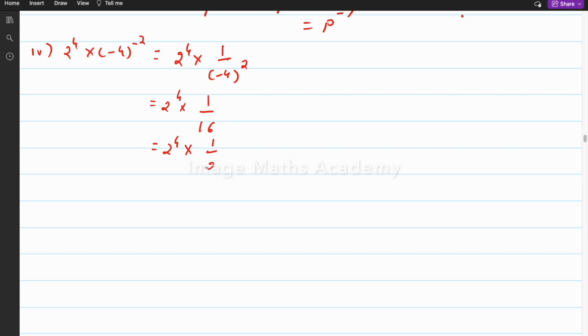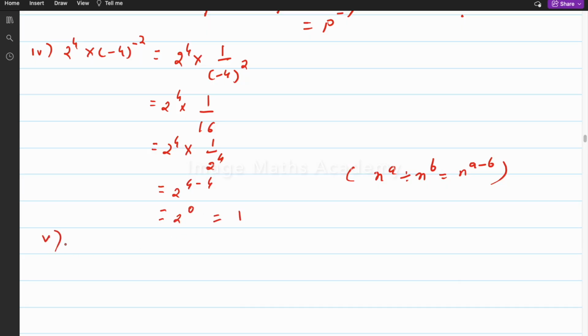which is equal to 2 to the power 4 multiplied by, इसको हम 2 के फॉर्म में लिखेंगे, so 2 to the power 4, which is equal to 2 to the power 4 minus 4, using exponential formula n to the power a divided by n to the power b equal to n to the power a minus b, which is equal to 2 to the power 0, which is equal to 1. Answer.